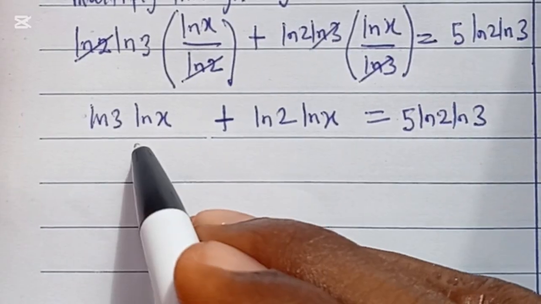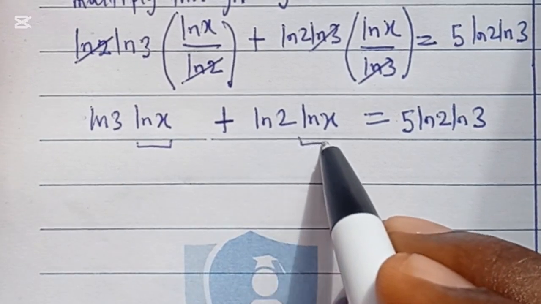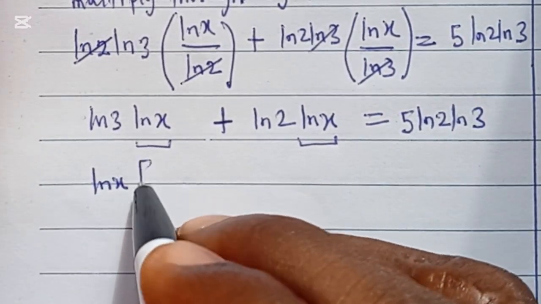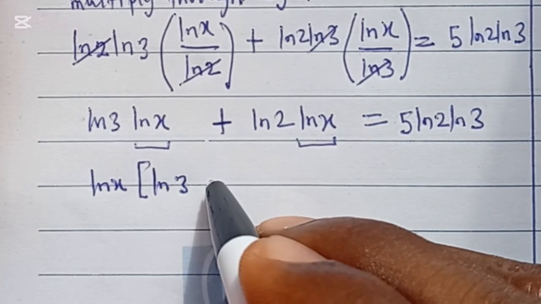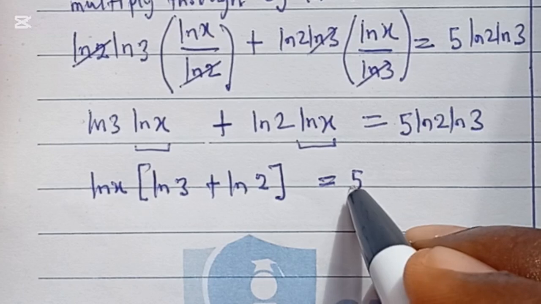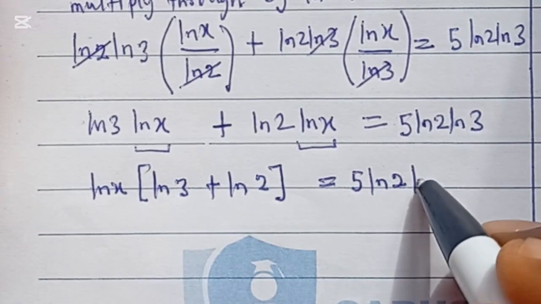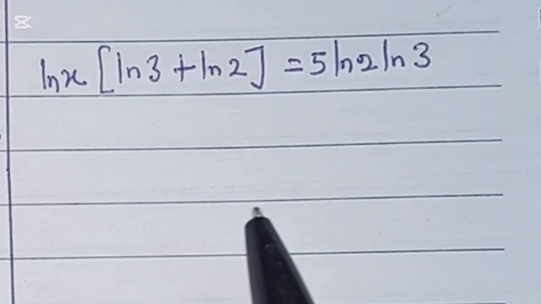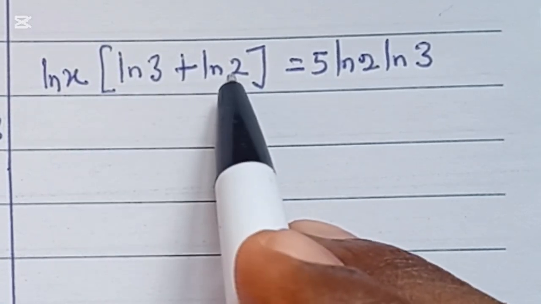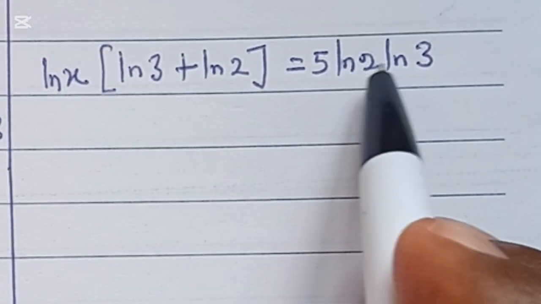Okay, easily you can see that ln x is common here. We can factorize ln x out, and this becomes ln x, and then we are left with ln 3 plus ln 2. All right, and that will be equal to 5 ln 2 ln 3. So ln x open bracket ln 3 plus ln 2 is equal to 5 ln 2 ln 3.